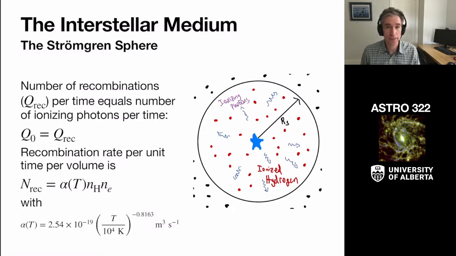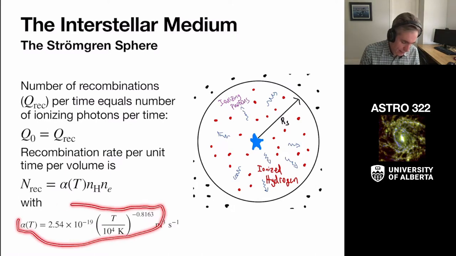And the rough reason for that dependence is that if the gas is hotter, the electrons are moving faster with respect to the protons, and since they spend less time nearby for that quantum mechanical process to happen, the probability of recombination goes down. So that's the main physics behind this exponent being a negative number. The reason why it's minus 0.8163, and I've even dropped a second order trailing term, is that that's in the guts of the actual derivation itself, but this gives us a scaling that we can work with.